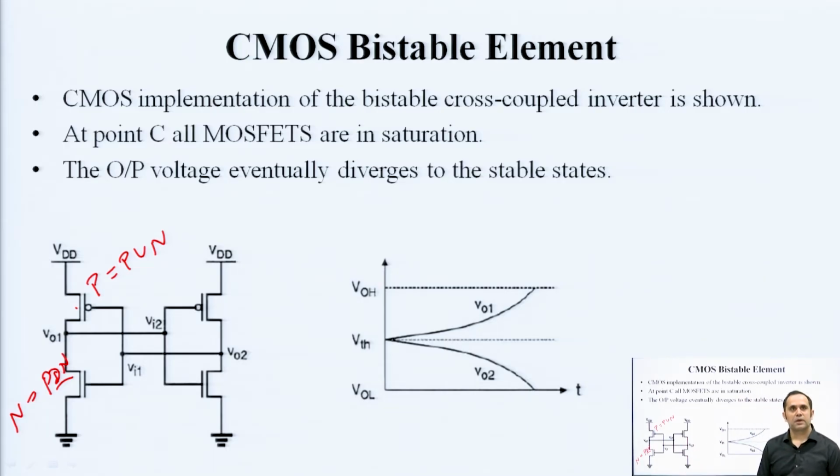And if you see the output, output high, output low, the output 1 or output 2, output of the first inverter, output of the second inverter, they converge or diverge to the stable states, either a stable 1 or a stable 0. VOH is the output high level, VOL is the output low level.